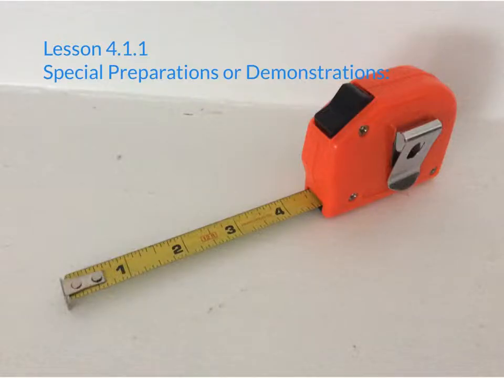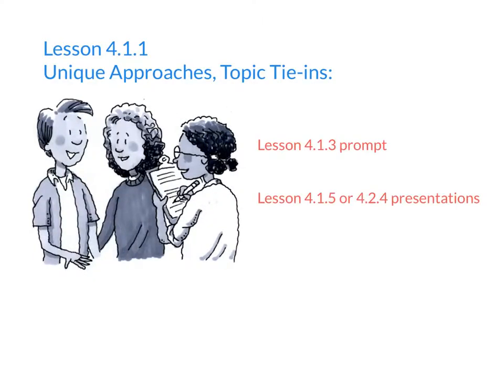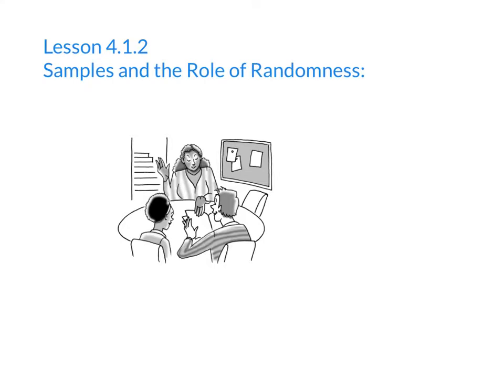If you choose to do the optional U.S. Classroom Census, it would be a good idea to set up several measurement stations throughout the classroom. If you choose to have your students perform the surveys they design, there will be a prompt in Lesson 4.1.3 to continue work on it. Also, if you choose to have the students give presentations of their surveys, there will be an opportunity in optional lessons 4.1.5 and 4.2.4.